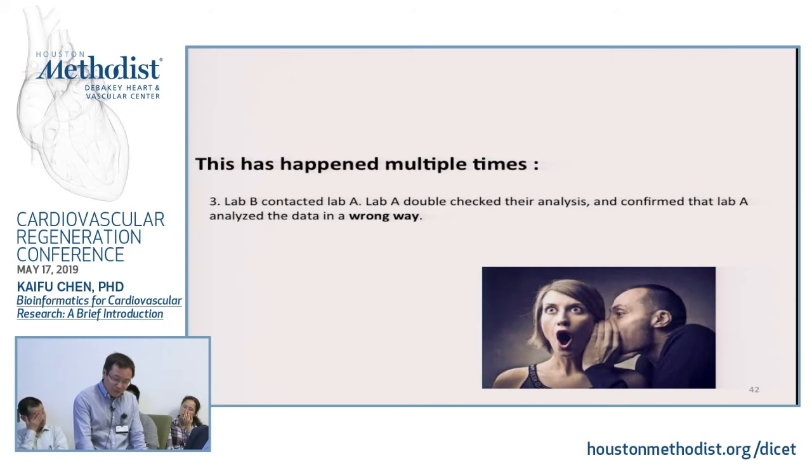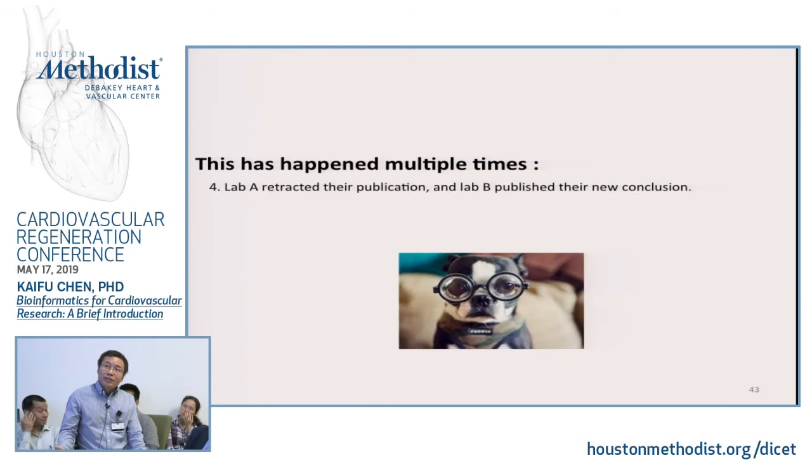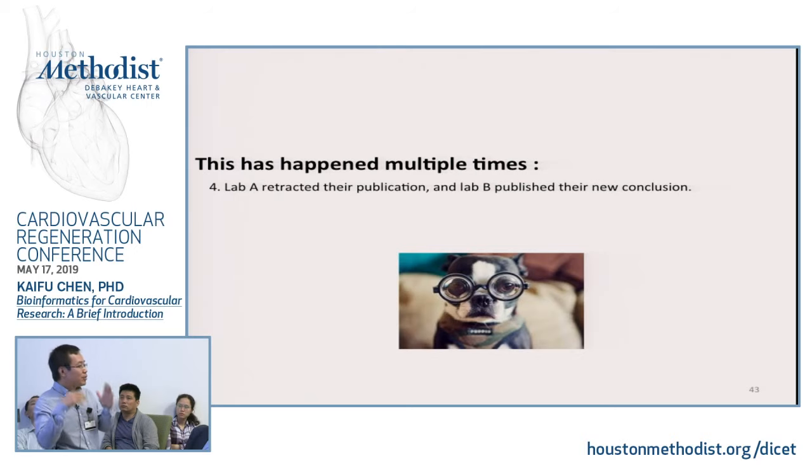So what can you do now? Lab A then sometimes has to retract their publication or sometimes correct their publication. Anyway, it doesn't feel good, right, to find these things happen. Then lab B, what we say is lab B published their new data, published their new conclusion based on the same raw data. And one example I can give is a very famous lab generated data and published a paper in Nature.